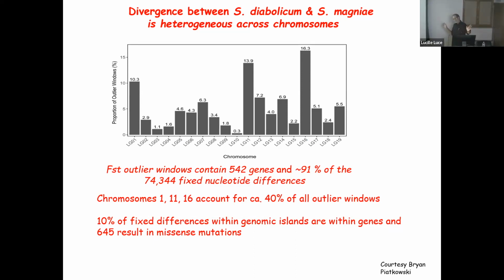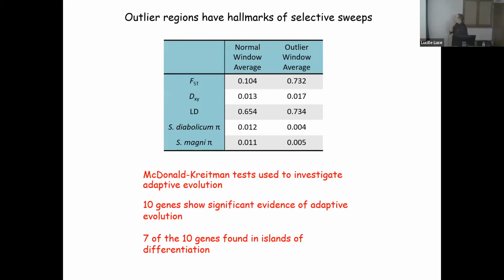They weren't just scattered around the genome. 91% of all the fixed differences between these two species occurred in these discrete genomic windows. And 10% of the fixed differences were within genes. So there were 645 that result in missense mutations that are good targets for learning something functional about what's going on here.